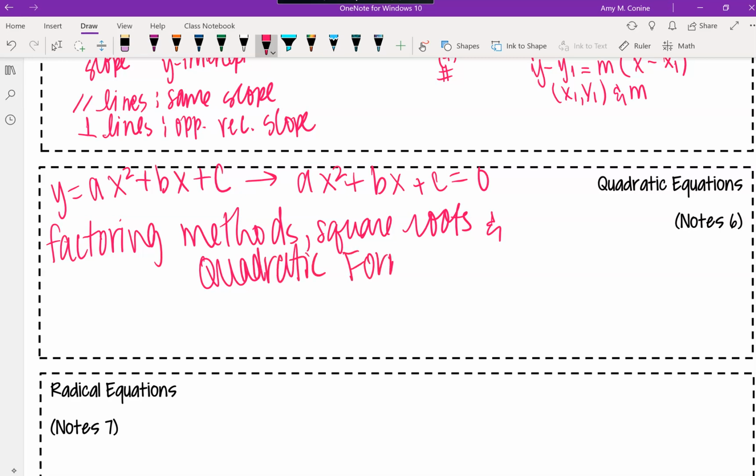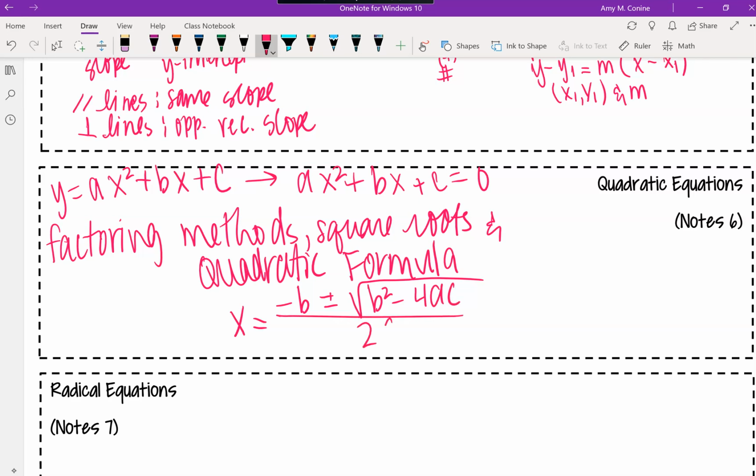So your quadratic formula, unless you're told otherwise, unless you're told to use it, is kind of a last resort solving method. You would take x equals opposite b plus or minus the square root of b squared minus 4ac, all over 2a. So make sure that b squared minus 4ac is under the square root. And if you recall, and we probably won't do a lot with this year, that b squared minus 4ac is called your discriminant. It just helps you determine how many solutions you're going to have.